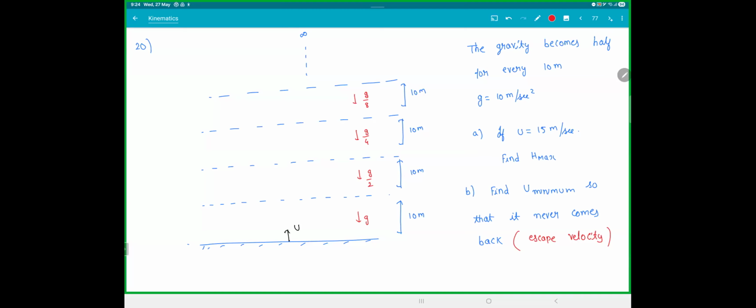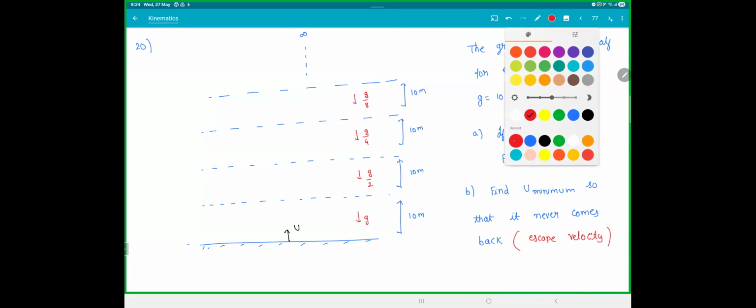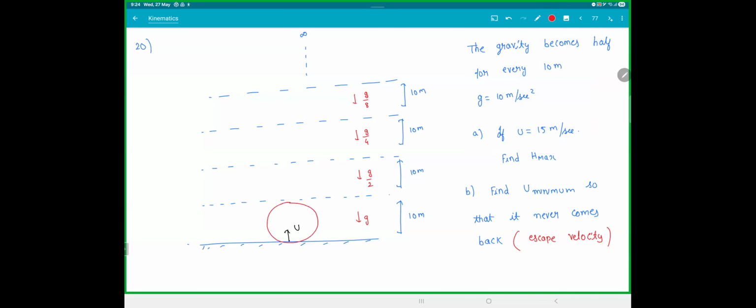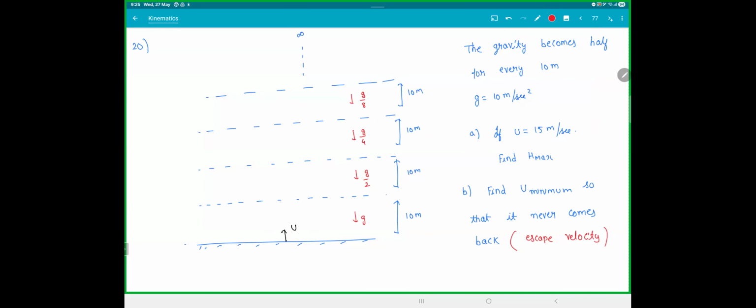Think how will you approach? I can't use u square by 2g directly because g is changing. But let me give you an idea. Do you agree g is constant in this region? Means I can apply the formula for each region, right? So let the speed be v1 when you reach here. Let the speed be v2 when you reach here. So apply the formula here, apply the formula here. Now see if you can do that.